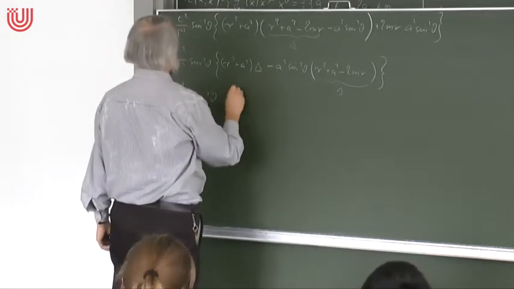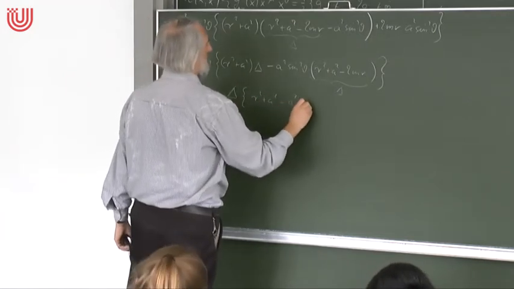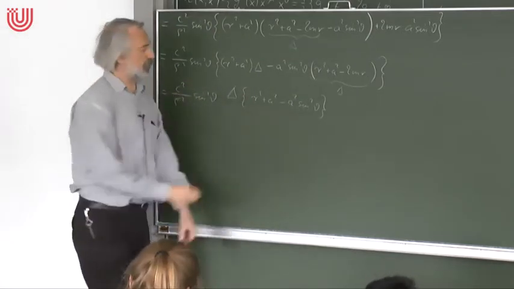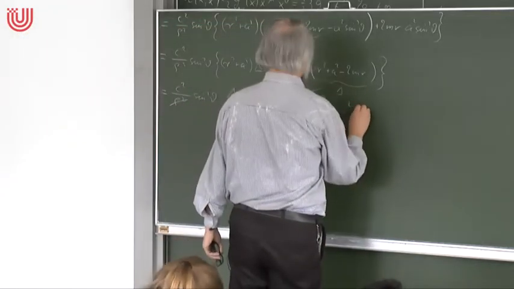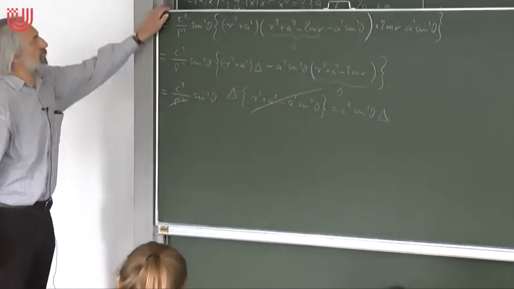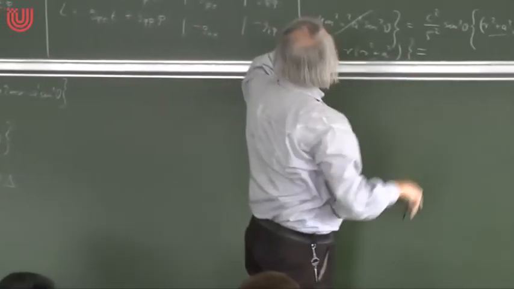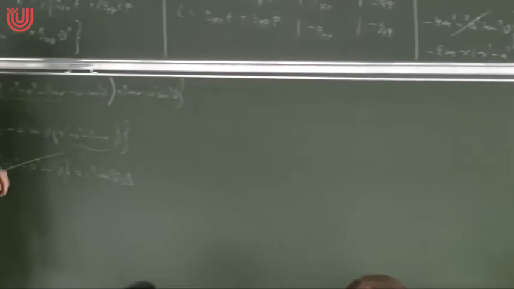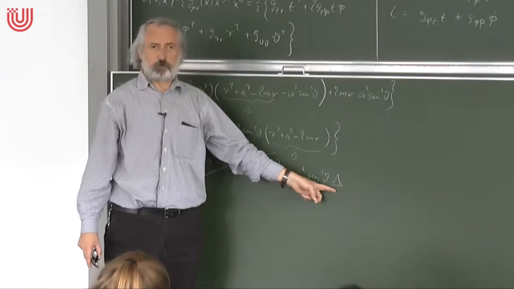Now I can take a delta out, and I have inside the bracket R squared plus A squared minus A squared sine squared theta. But this is rho squared. So the whole thing is just c squared sine squared theta delta. So we see what we have calculated here is minus the determinant of the t phi block of the metric. And we have seen that this is proportional to delta.